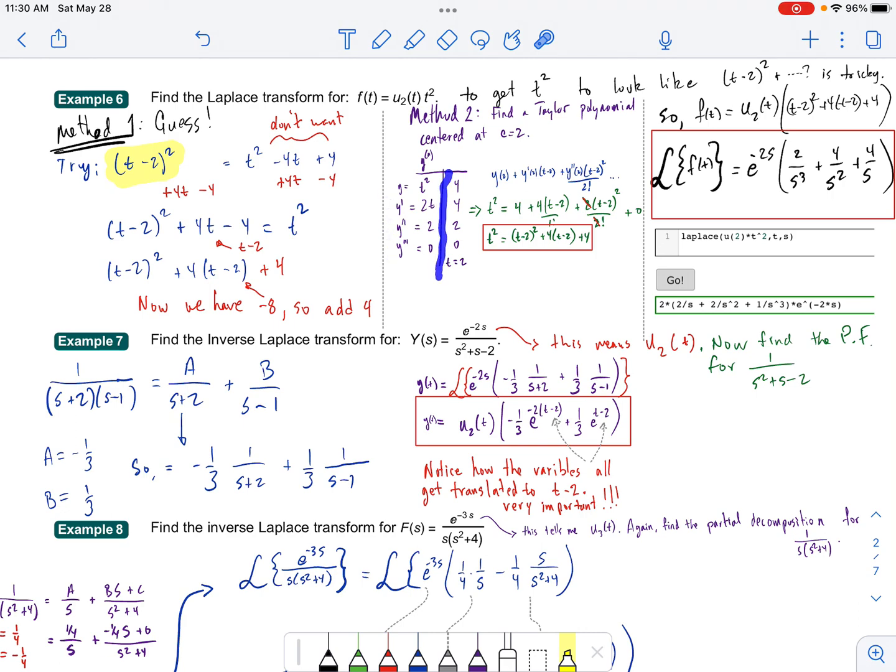Evaluate that all at t minus 2. So it would be 2 squared is 4, 2 times 2 is 4. The second derivative is just a constant 2. And finally, the third derivative is 0, so we don't really need that.